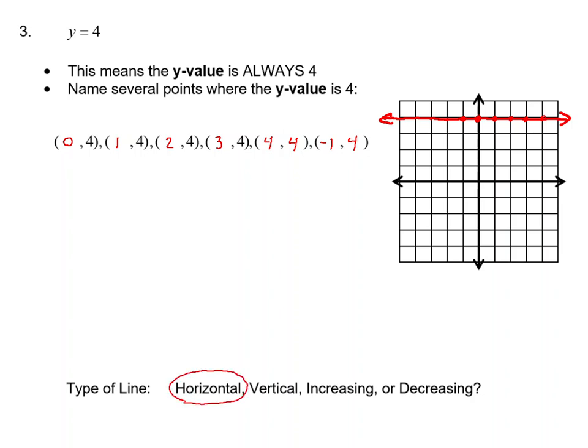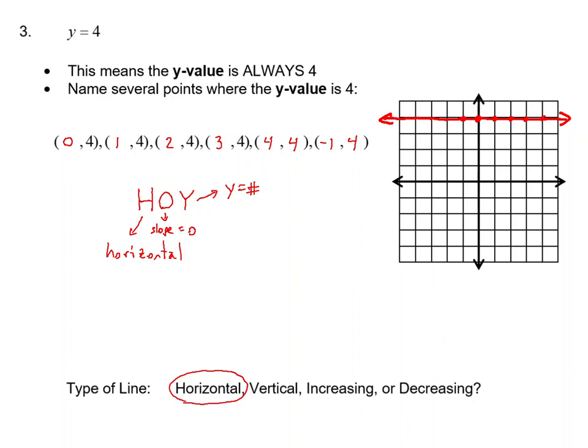This is one of our special cases, and I like to think of it as HOI. What does the H stand for? Horizontal. What does this O stand for? Well, it's really actually a 0 because we're going to find out that the slope is 0. And what does this y stand for? Well, that means that the equation will always be y equals some number. So I like to think HOI. It helps me remember horizontal, the slope is 0, and it's y equals a number.